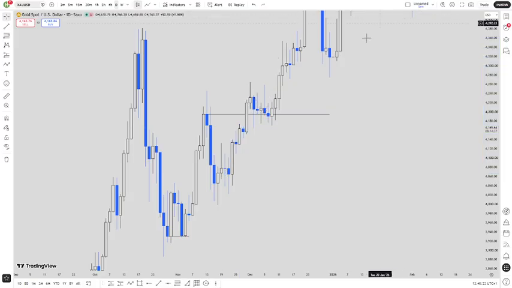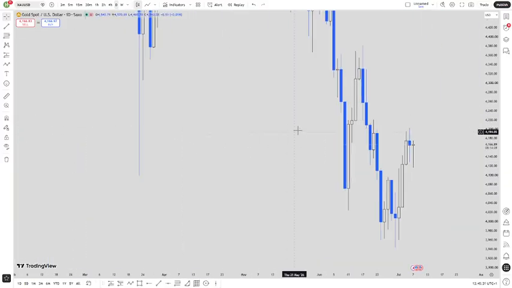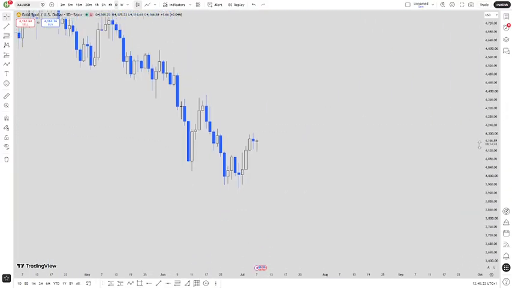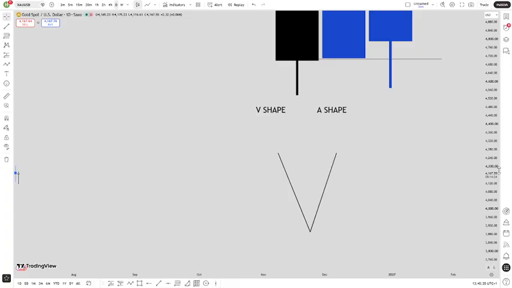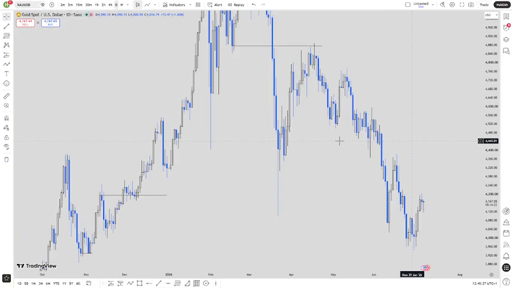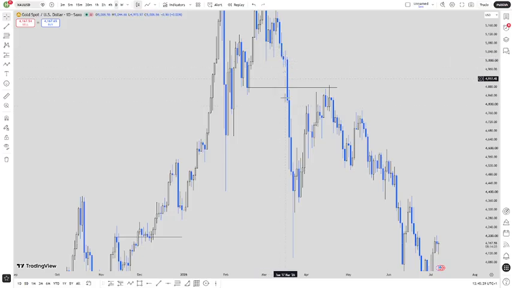Okay. So this resistance zone here was used as a support. So this is what? RBS. Okay, this is resistance turned what? Support. So one thing you should know in all this concept before we come back and show you my examples is that whenever price breaks out of a key level, that key level becomes fresh. So something like this.